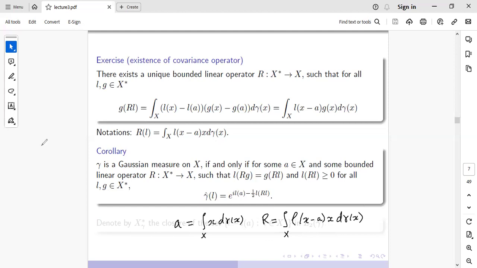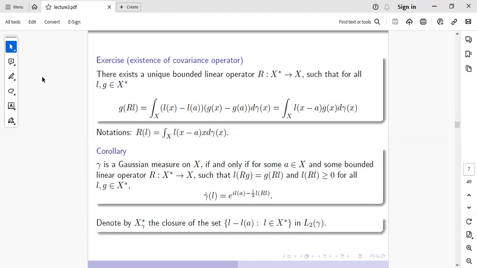Now I introduce some important spaces. So X star gamma is the closure of the set of functionals in L2. Here we subtract the mean value from every functional and take the closure of this set.